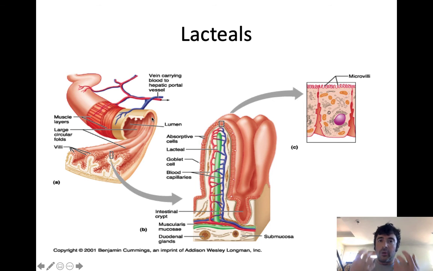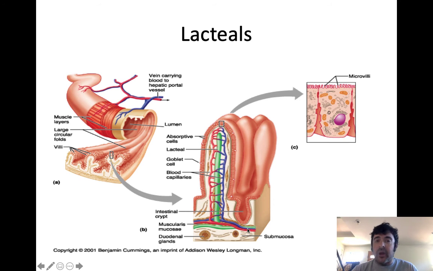So when you eat food, you break those macromolecules down into their constituent parts. You have ions, minerals, nutrients, water, and you need to absorb that stuff, and you need to get it from the lumen of the GI tract into the blood. So water-soluble compounds like vitamins, minerals, amino acids, sugars, they're absorbed directly into blood capillaries. Water-soluble components enter the blood capillaries.